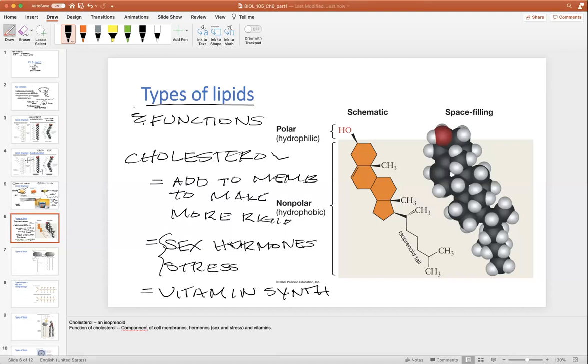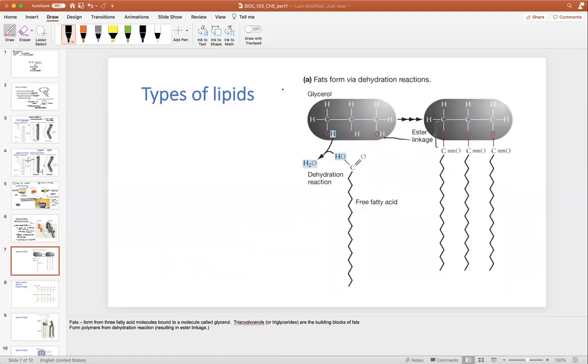Okay? So one function of lipids is we have a type of lipid called cholesterol that can be added to cell membranes to make them more solid. It can also be something that we use to make hormones with, and it can be something that we use to make vitamins with. What's another function of lipids and what's another type of lipid? Well, this type of lipid is called a triglyceride. So let's look at this. You may have heard of triglycerides before.